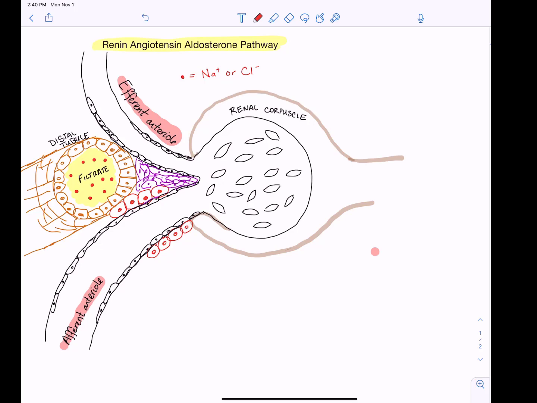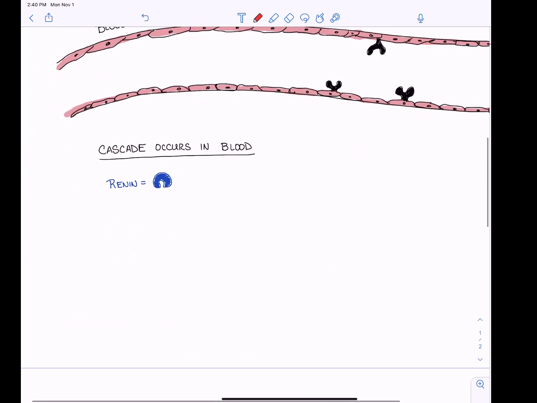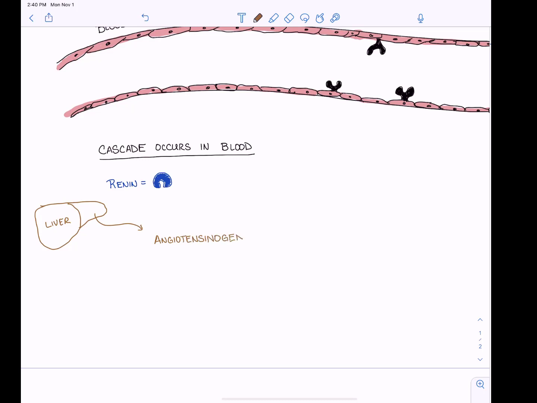We're going to return to the juxtaglomerular apparatus in just a few minutes, but first, let's actually draw out the pathway that occurs in the blood. It starts with the liver. The liver makes most plasma proteins, including one called angiotensinogen. Notice that it has a suffix, ogen. We learned in a previous lecture that when something has a suffix ogen, it usually means it's an inactive form, and when it becomes activated, it's going to generate something.